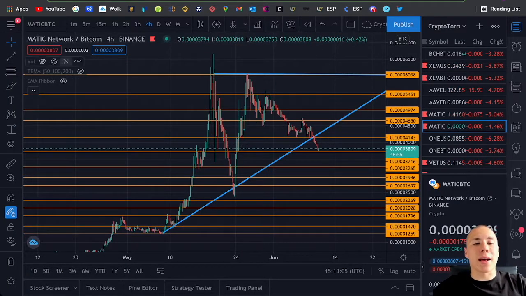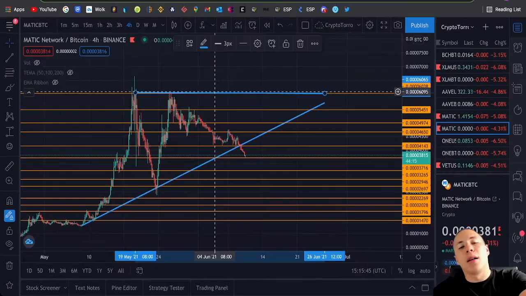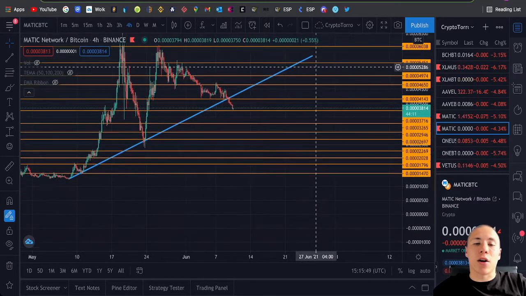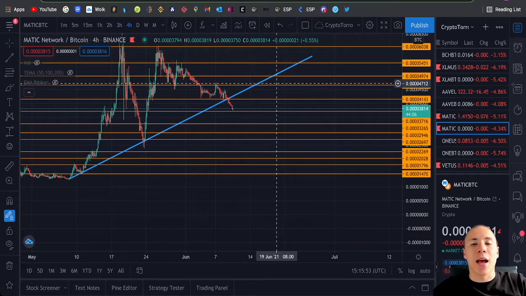And let's take a look at Matic. I already opened up the Matic compared to Bitcoin chart on the 4-hourly time frame. Let's remove this horizontal level of resistance and take a look at the overall trend. So we broke the trend. We are currently trading towards the downside.